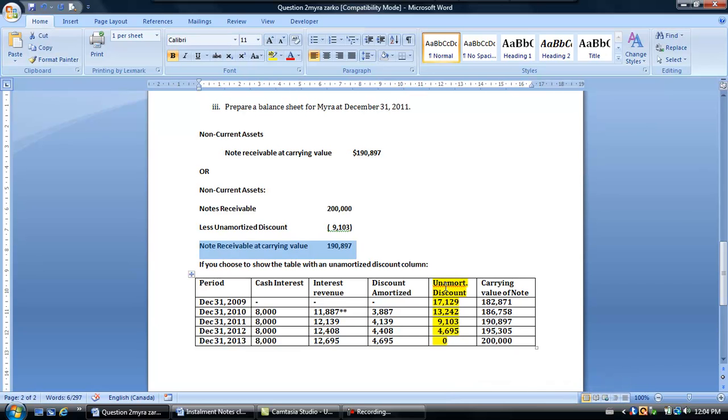So you may recall this is a similar concept to that which we did with bonds in your previous course when you studied bond liabilities. So if you choose to use the unamortized discount column, you can certainly show it this way if you wish. All right, so that concludes our presentation on Myra and Zarko with a long-term interest-bearing note.